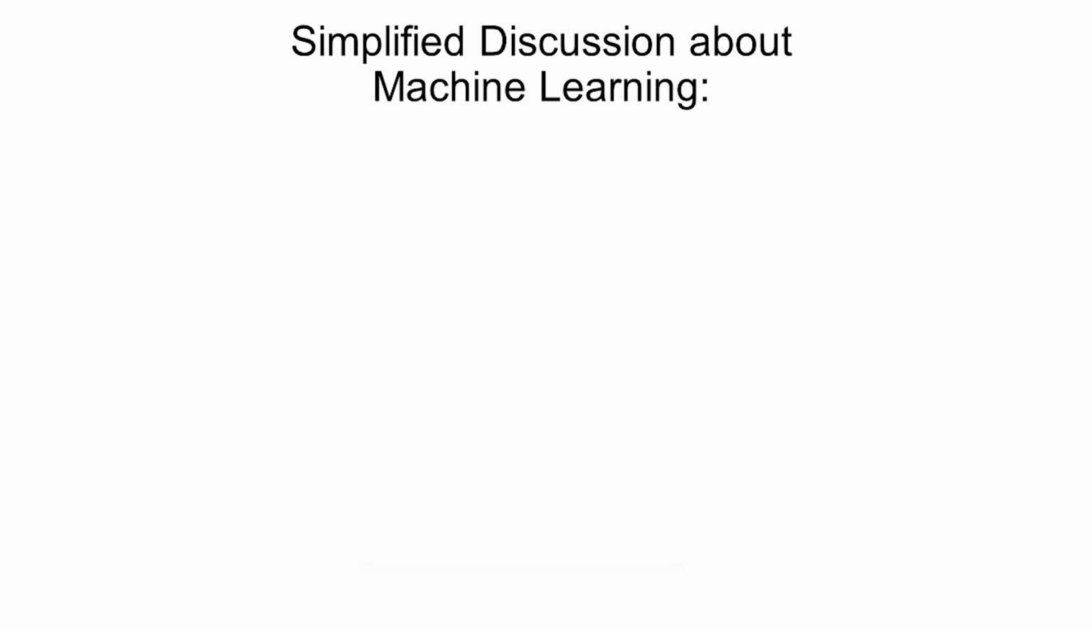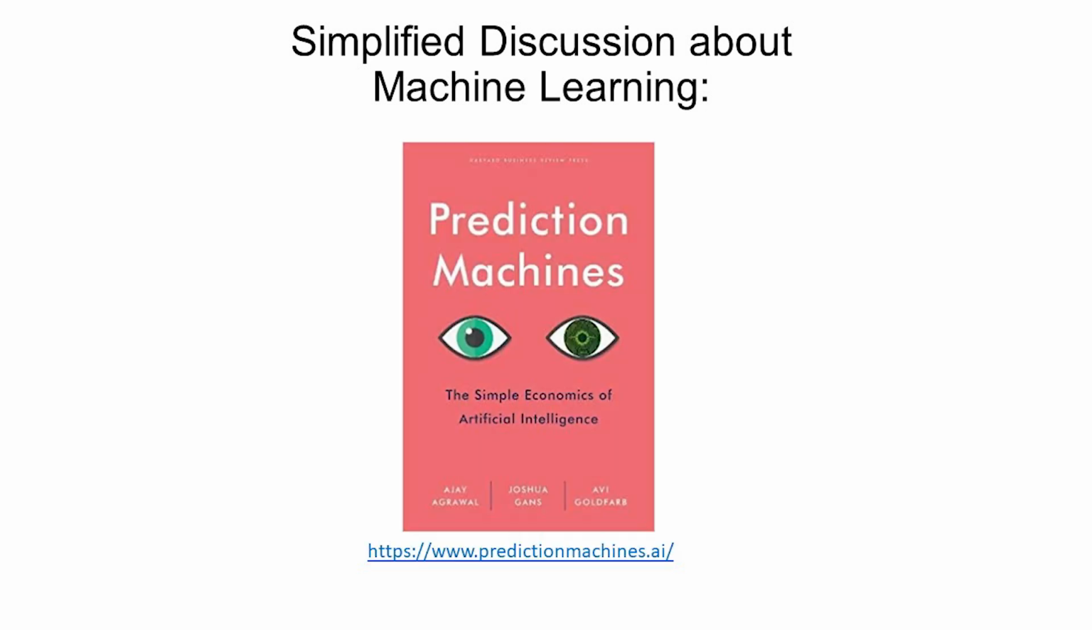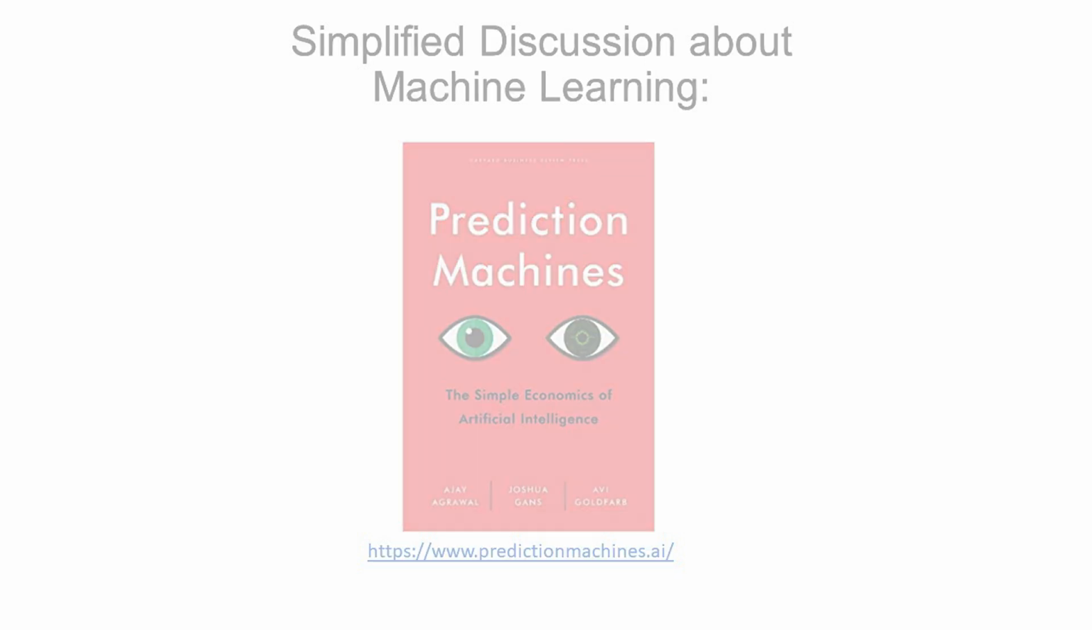There's a book that is a good resource for the discussion of how to simplify these concepts. This book is called Prediction Machines, and it was written by three professors from the University of Toronto. I recommend this book as a high-level understanding of how machine learning is changing various domains. This book provides a foundation for our discussion of what prediction can do in our industry.